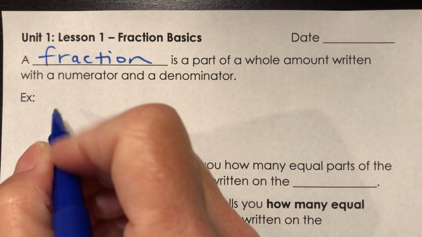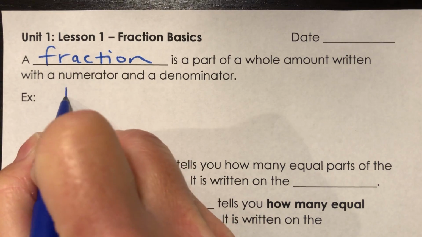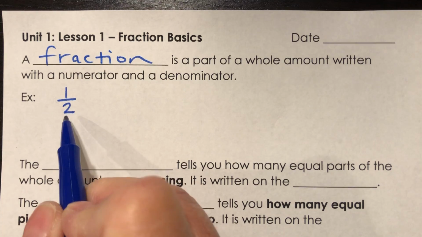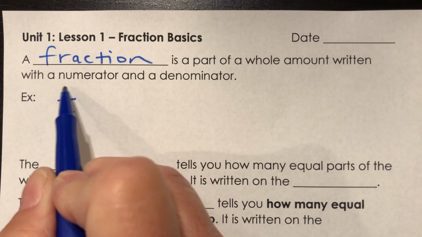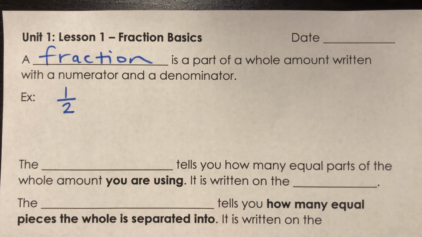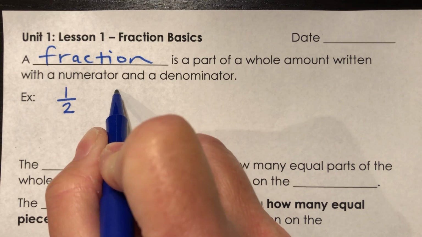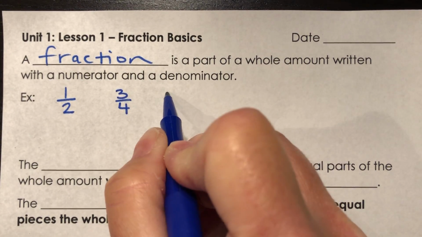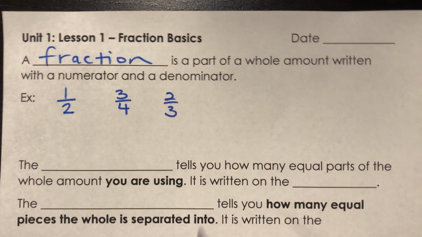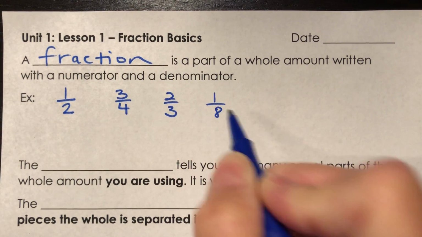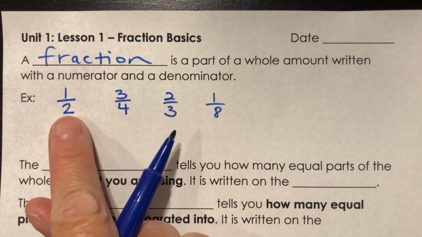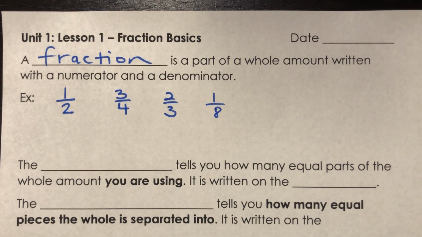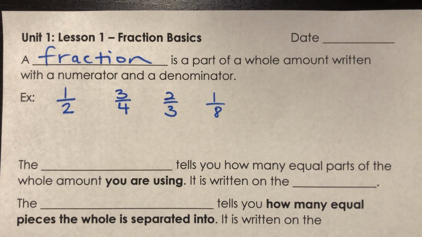An example would be, let's say you had half of an orange. You could write that like that. That's your numerator, that's your denominator. We don't have the whole thing, we have part of the whole. Or maybe you have 3/4 of something, or 2/3, or 1/8. See, we have a numerator and denominator, the top and the bottom, and we have part of that whole amount. We could go on and on forever, but I won't.